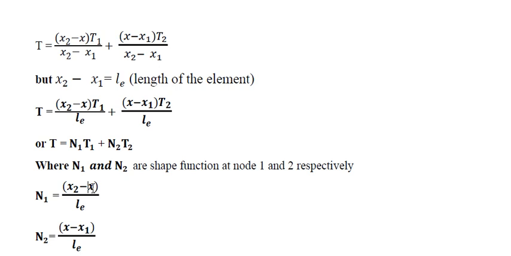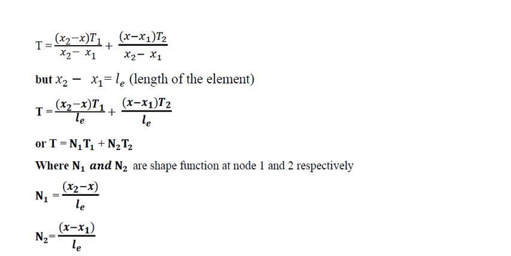At node 1, what is the value of x? It is x1. So if we substitute, x2 minus x1 becomes the length of the element once again. Length by length cancels, so it becomes 1. What is N1 at node 2? At node 2, x will be x2, and x2 minus x2 will be 0. So N1 is equal to 0 at node 2. Similarly, N2 is 1 at node 2 and 0 at node 1. So this expression is applicable anywhere over the element including the nodes. Okay, this is about the shape function.